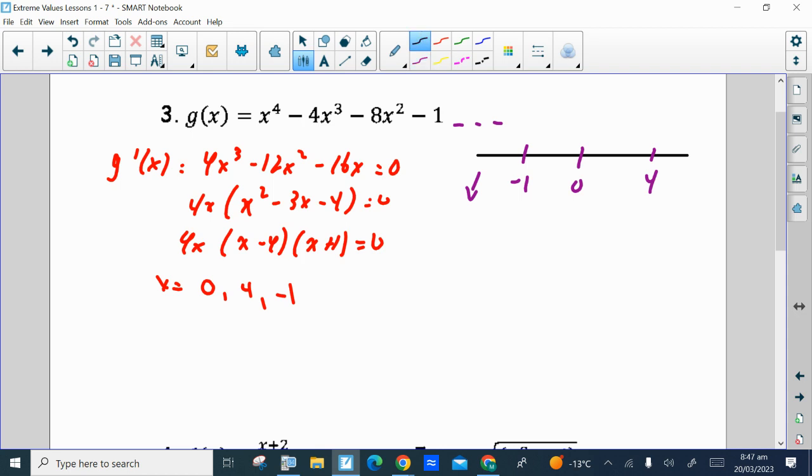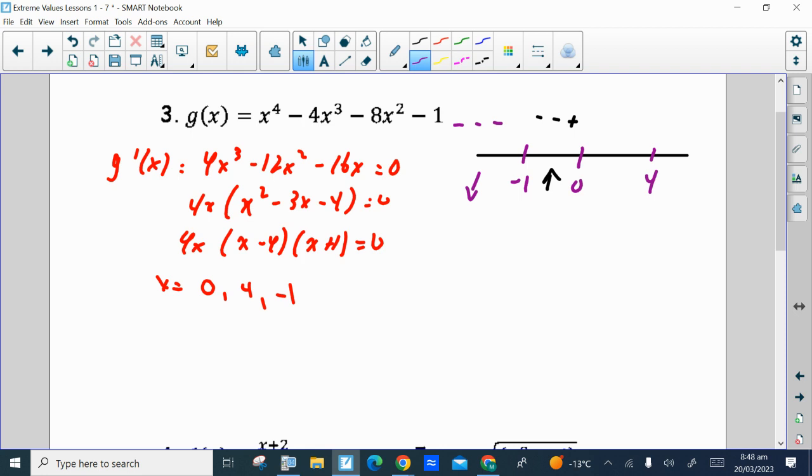The next interval, we have to use a number between negative 1 and 0. So let's use negative 1/2. The first factor of 4x, when x is negative 1/2, will be negative. Negative 1/2 take away 4 is negative, but negative 1/2 plus 1 is a positive. 2 negatives times a positive is a positive. The function is increasing in that interval.